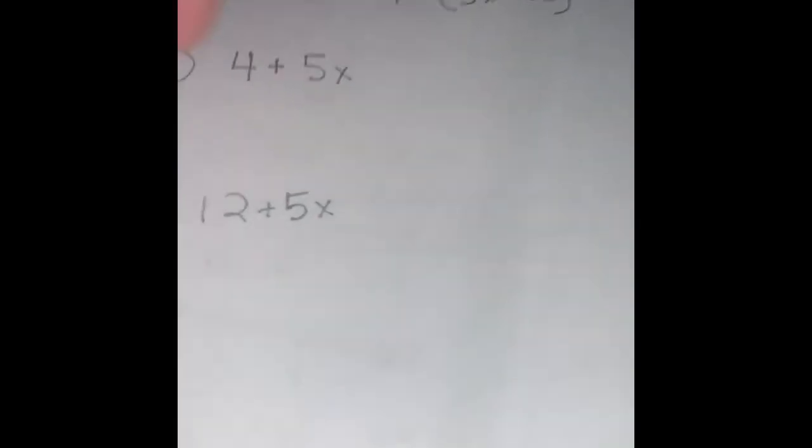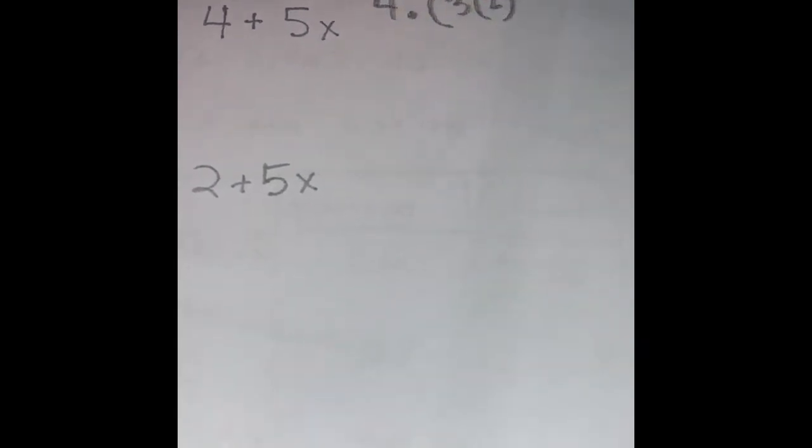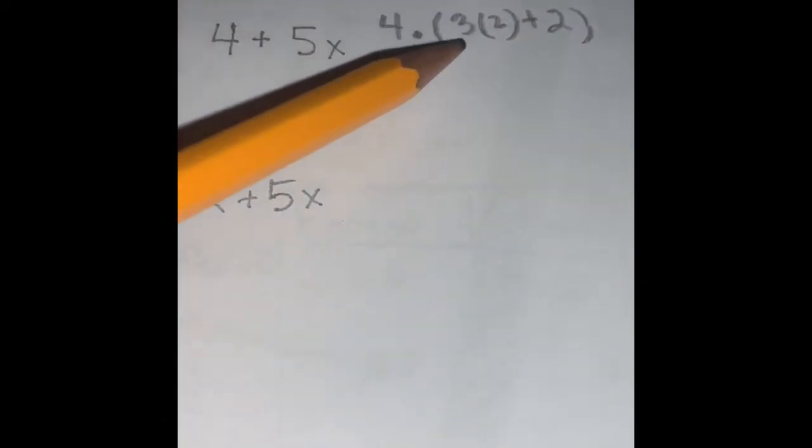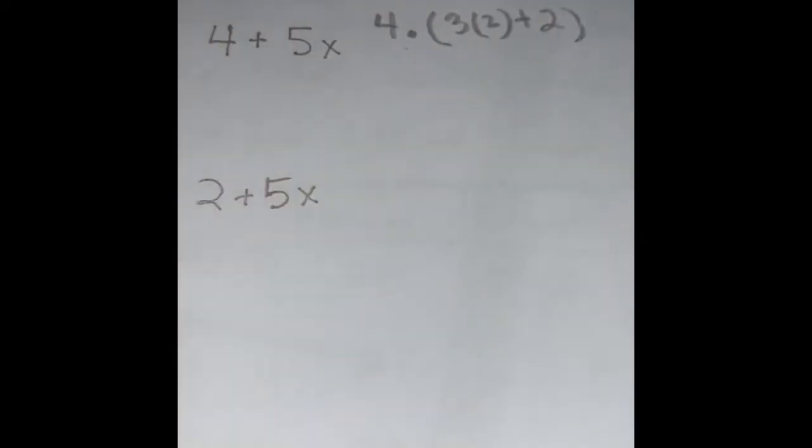So what we're going to do is take a real easy number. And the number I always like to pick is 2. So I'm going to replace x with 2. So what I actually have is 4 times the sum of 3 times 2 plus 2.